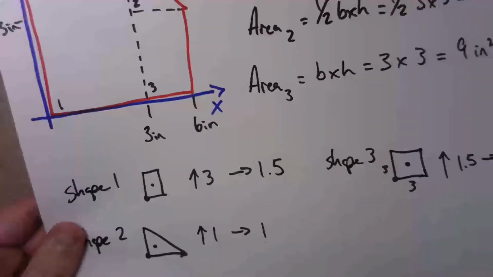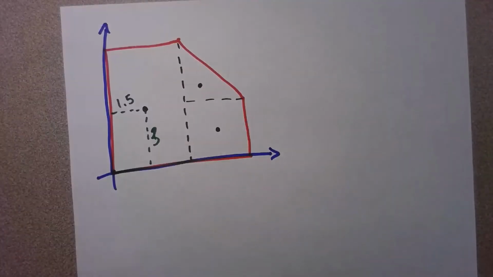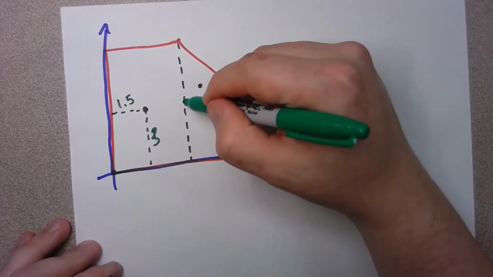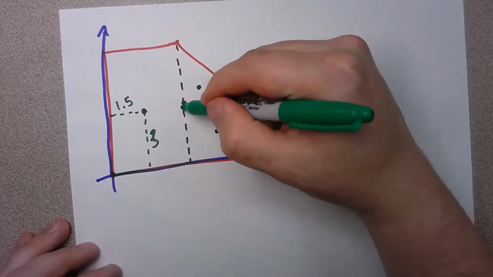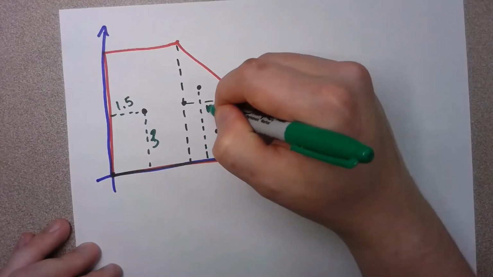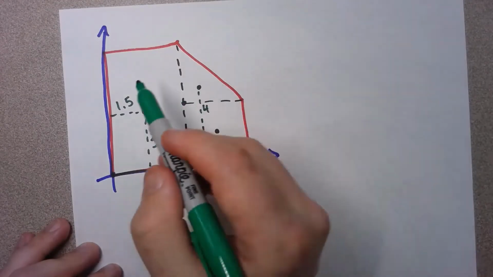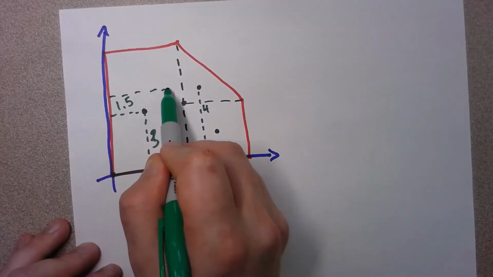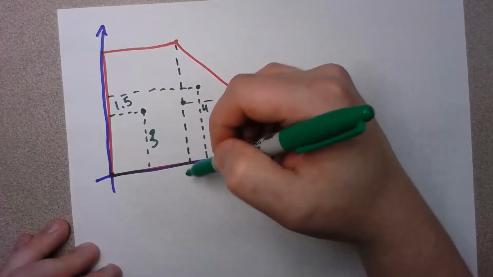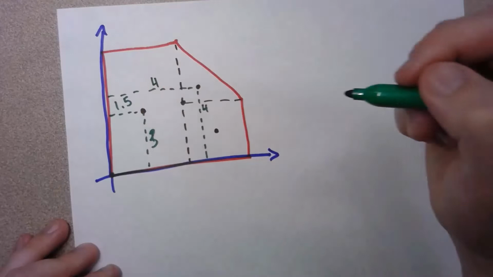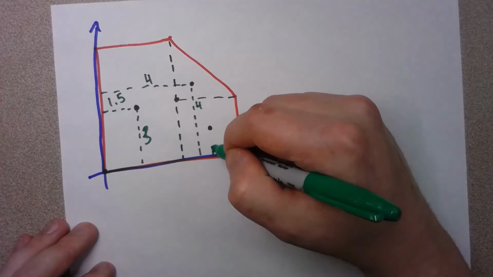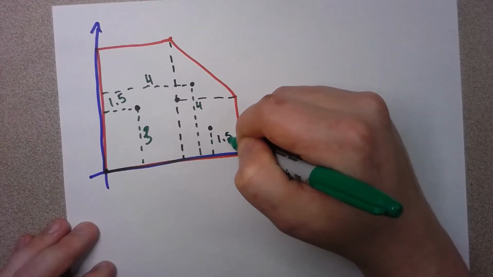For shape number 2, it's 1 up and 1 over. 1 up starts here, so it's 1 up from this point, but this point is 3 up. So this is actually 4 from the reference axis. Okay? And then if we go this way, we knew that it was 1 over, but this guy starts out 3 over, so it's actually 4 over from the reference axis. And then this guy starts at the reference axis here, so that stays 1.5.